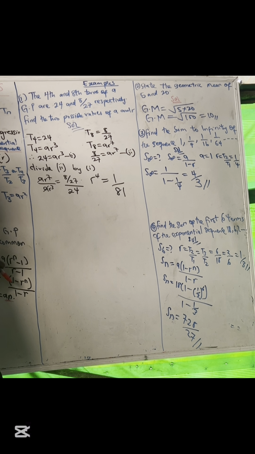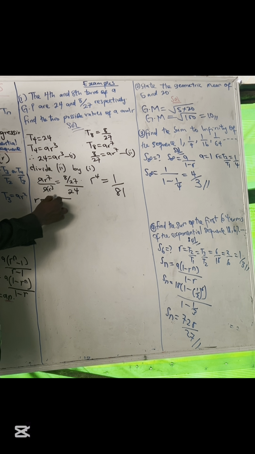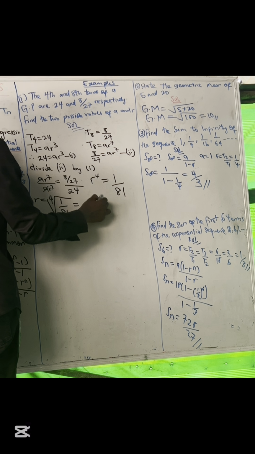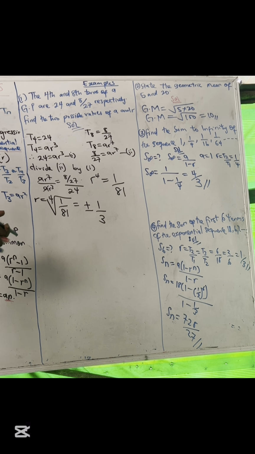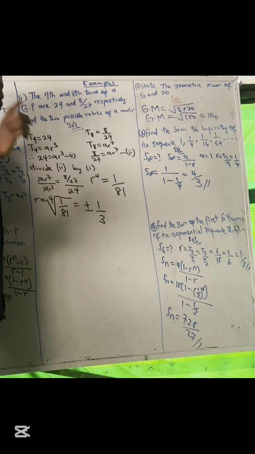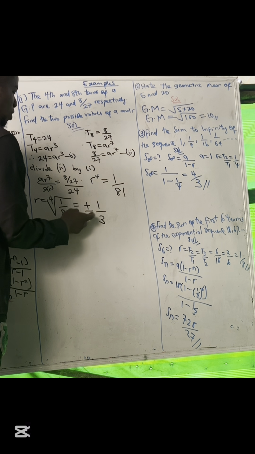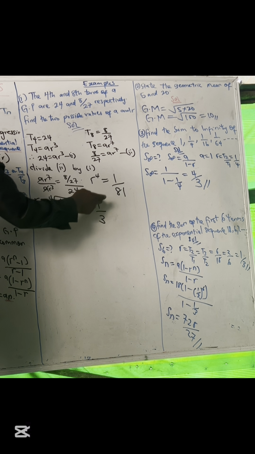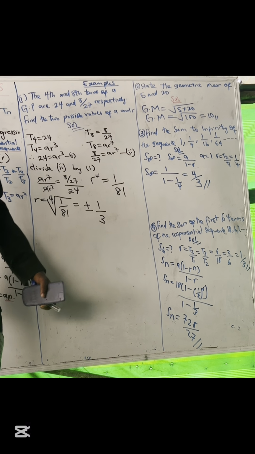So therefore, guys, the next thing I'm going to do is that you're going to bring this 4 to the other side. Then your R is going to become 4th root of 1 over 81. So the 4th root of 1 over 81 is going to be plus or minus 1 over 3. Because if you multiply plus 1 or minus 1 four times, you get 1. If you also multiply plus 3 or minus 3 four times, you also get 81. That's why your R is equal to plus or minus 1 over 3. So the two possible values for R is plus 1 over 3 or minus 1 over 3.